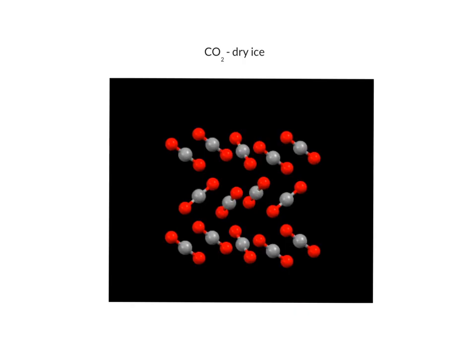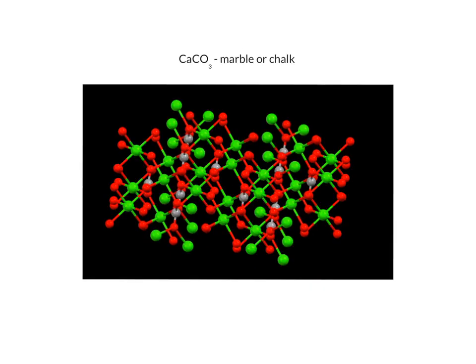When students open the file for dry ice, they can see that it consists of individual molecules of carbon dioxide. By contrast, Mercury's representation of calcium carbonate shows a regular lattice of calcium and carbonate ions that are interconnected. There are no discrete molecules of calcium carbonate.